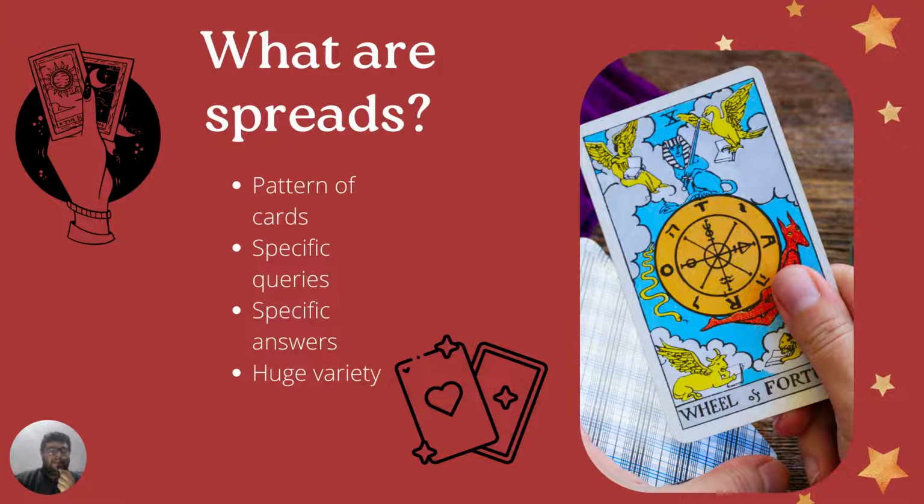And they give specific answers. Like if you select three cards in a three card spread, the first card tells about the past, the second card tells about the present, and the third card tells about the future. So you can see how by using a spread you can make the answer more specific. You can get into the details and answer the query. So let's get started.